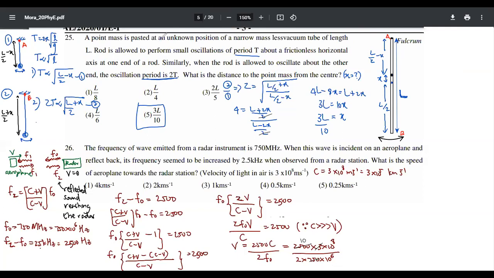Yes, and the final answer is 500 meters per second. But the answers are in kilometers per second, so 0.5 kilometers per second. Fourth one, fourth one. Right, fine.